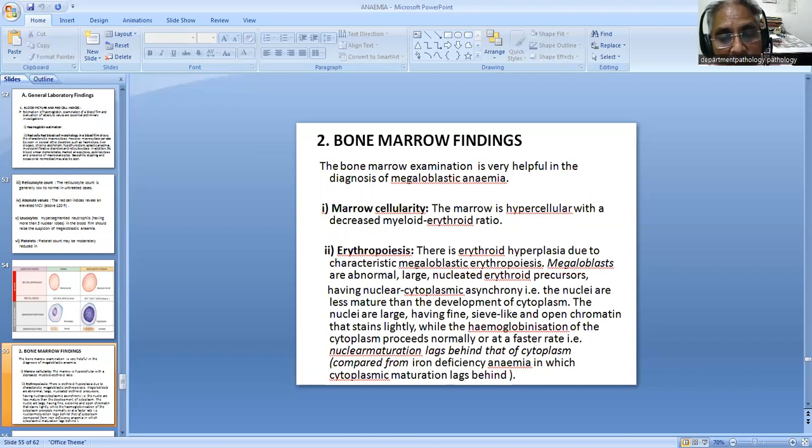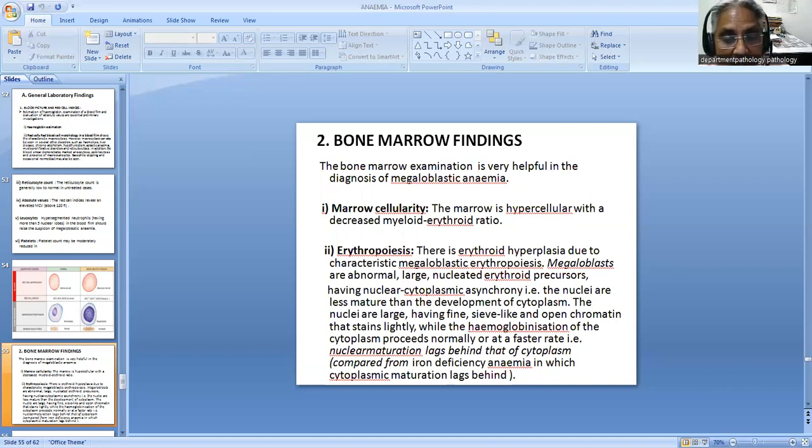There is marrow cellularity. Marrow is usually hypercellular with decreased myeloid erythroid ratio. What happens to erythropoiesis? There is an erythroid hyperplasia due to characteristic megaloblastic erythropoiesis. Megaloblasts are abnormal, large nucleated erythroid precursors having nuclear cytoplasmic asynchrony. That means the nuclei are less mature than the development of the cytoplasm.